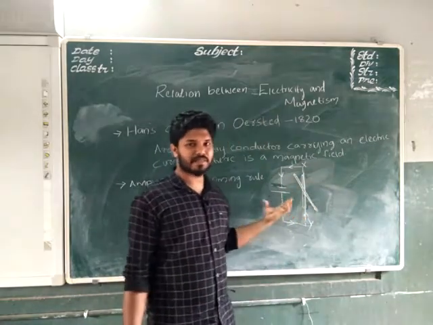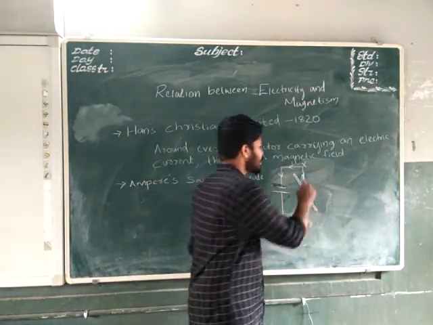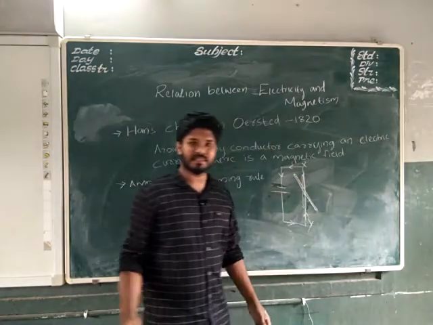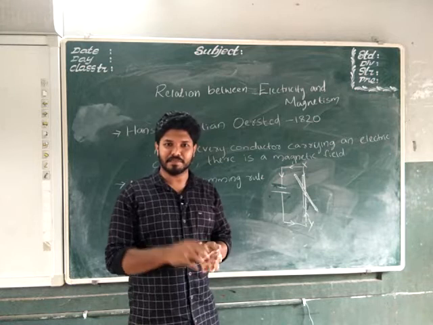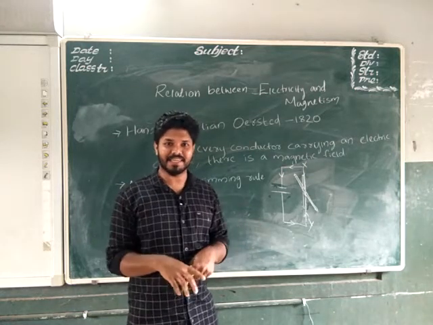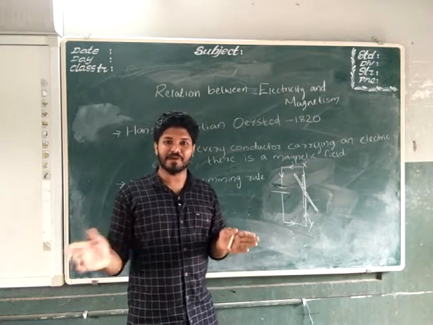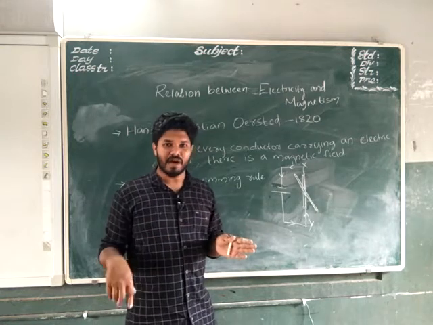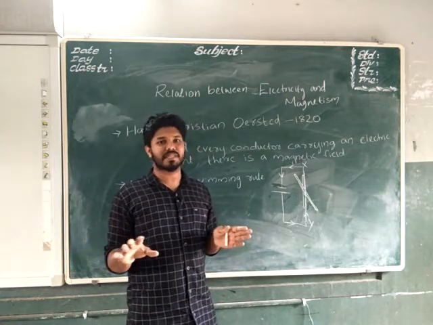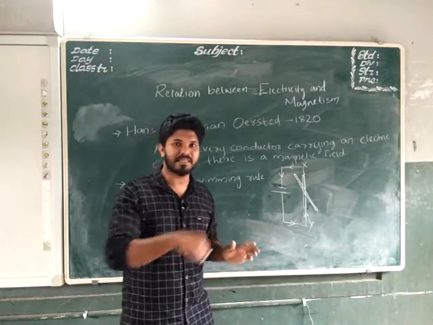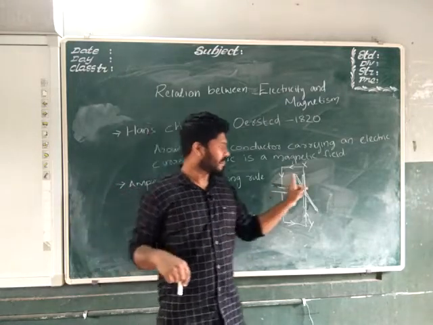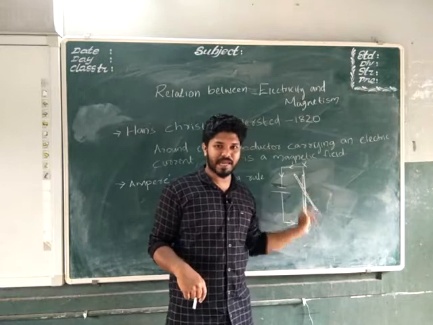The reason for the deflection is this: here is a magnetic needle. We already studied that around every magnetic substance there is a magnetic field. The space or area around a magnet in which other particles can experience a force of attraction or repulsion towards the magnet is called the magnetic field. So there is a magnetic field for this magnetic needle.